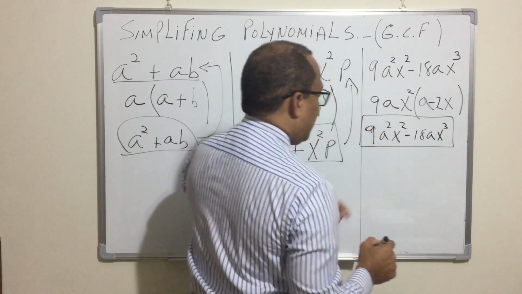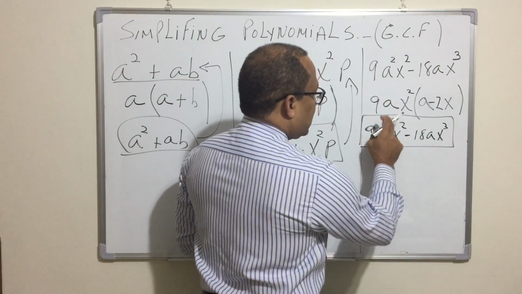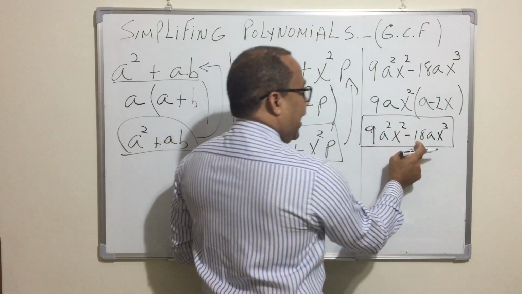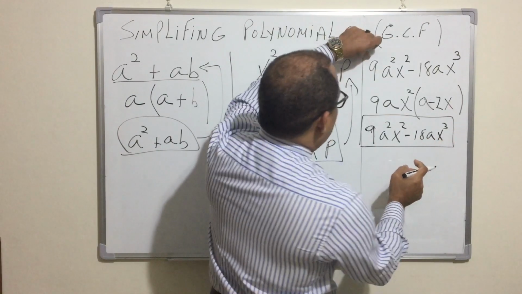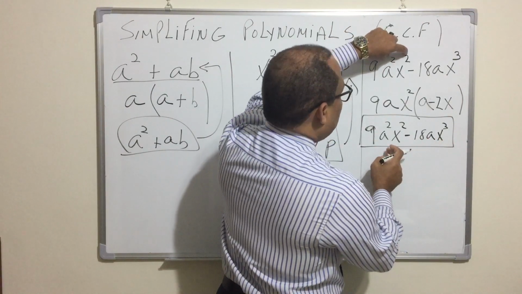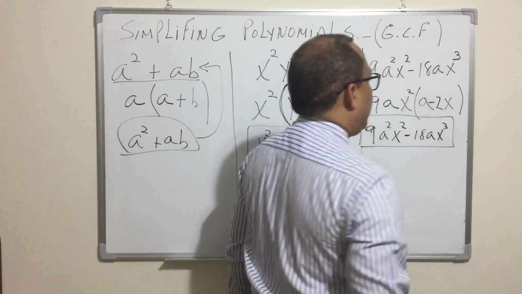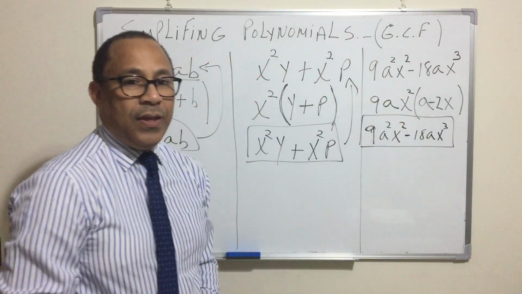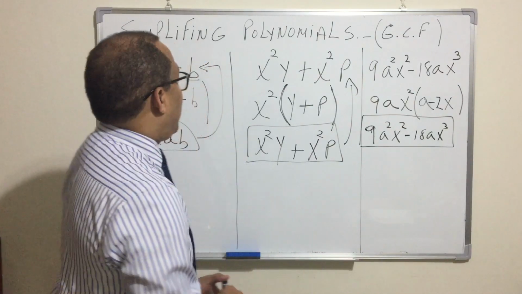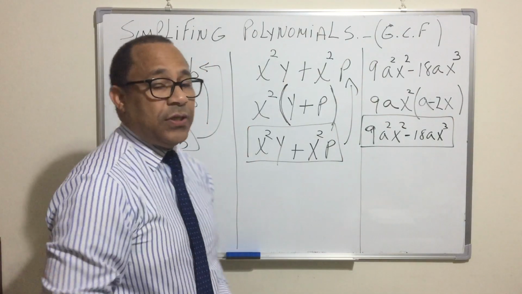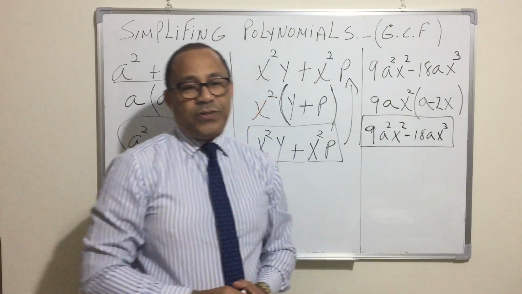Let's check if we got the same result. 9a to the second x to the second minus 18ax to the third power. And this is the way we simplify polynomials when using the greatest common factor.